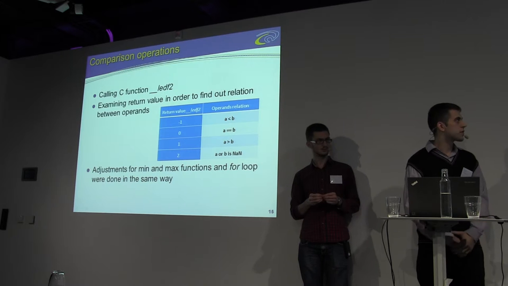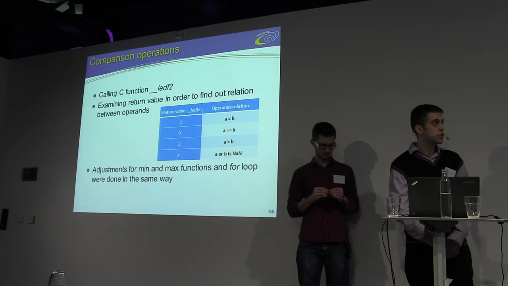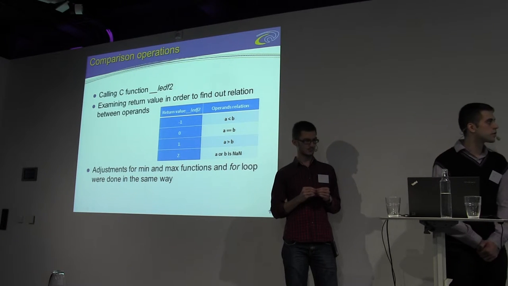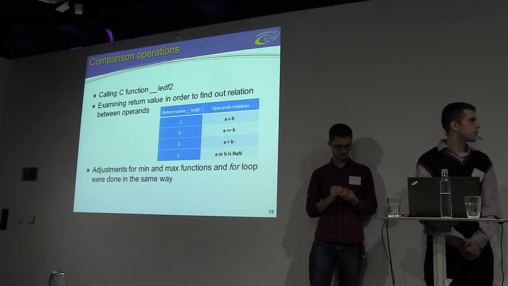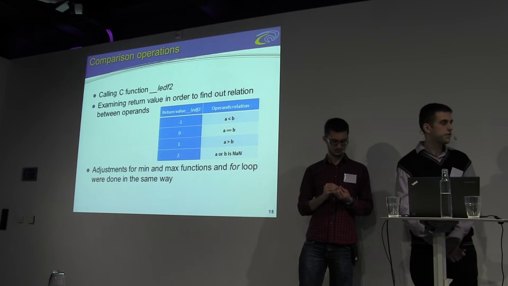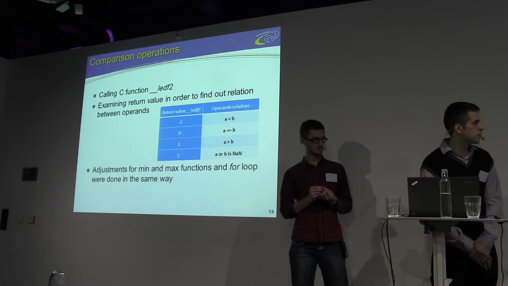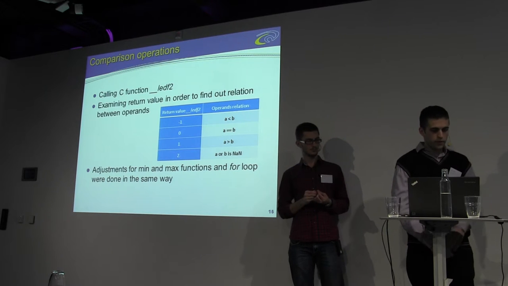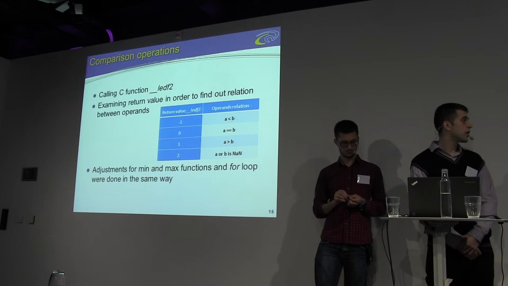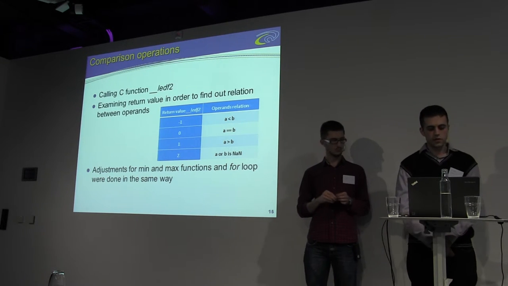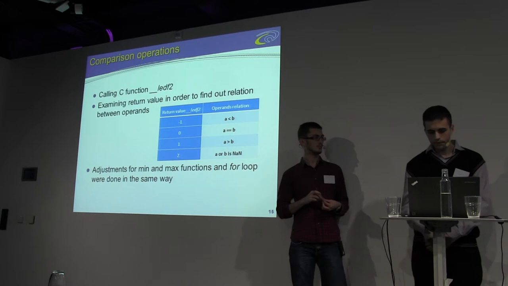Comparison operations are also implemented by calling an appropriate function. The same function is used for all comparisons, but in order to find out the relation between the operands, it was necessary to examine the result of that operation. Here we can see all return values of that function and what relation each return value represents. The same approach is used for modifying functions for finding minimum and maximum value and for for loops, since they are based on comparison operations.